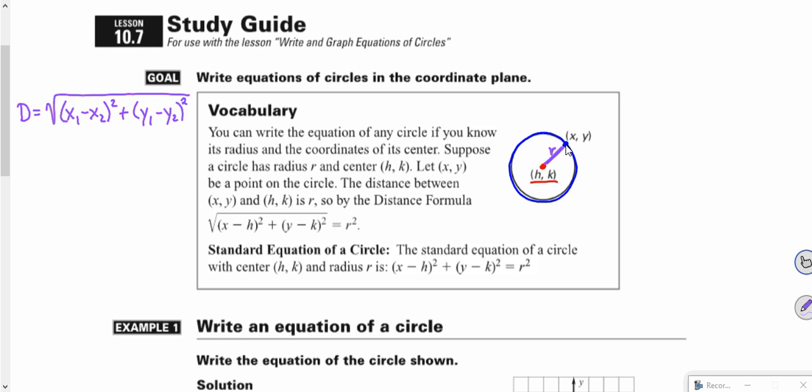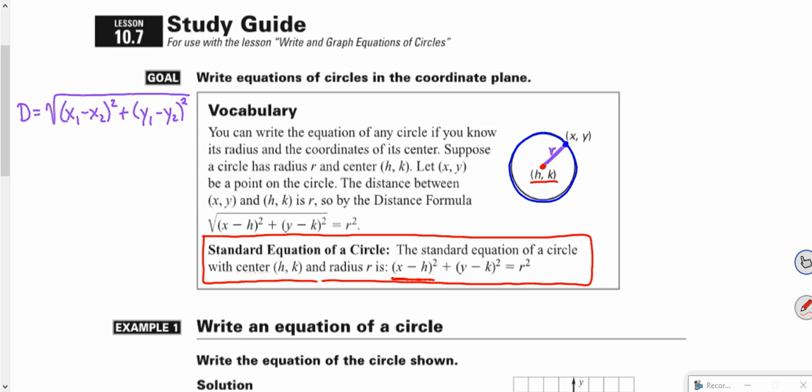So this right here is the important part, your standard equation of a circle. Standard equation of a circle looks like this. It's (x minus h) squared plus (y minus k) squared equals r squared. So again, your h and your k gives you your center. Your r is your radius. Your center is your (h, k), your radius is your r. So let's use that information here.